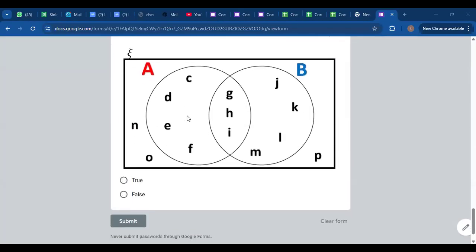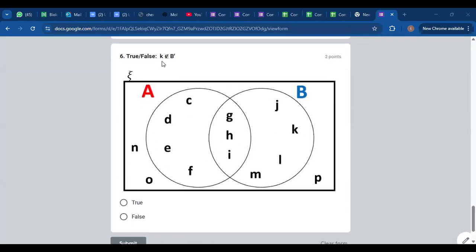All right, number 6. K is not an element of B complement. Is that true or false? True. K is not a part of B complement. So let's look at B complement. B complement is C, D, E, F, N, O, and P. All of this is B complement.